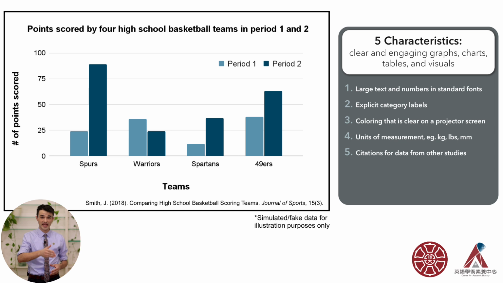I see labeled X and Y axes, and I see 4 team names clearly separated on the X-axis. I see 2 clearly distinguishable colors representing period 1 and period 2. On the left, I can see the unit of measurement is number of points scored, and lastly, the citation at the bottom giving credibility to the data in the graph.